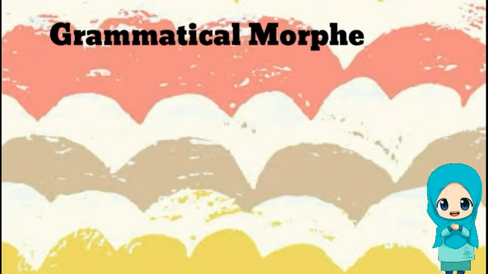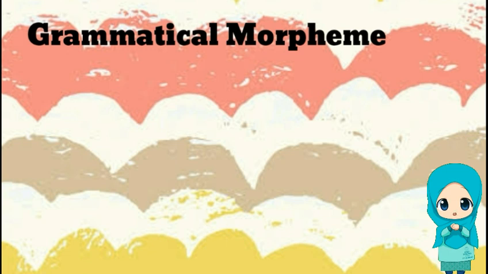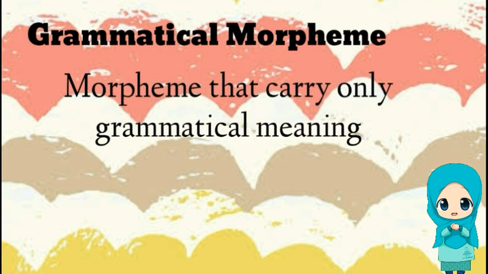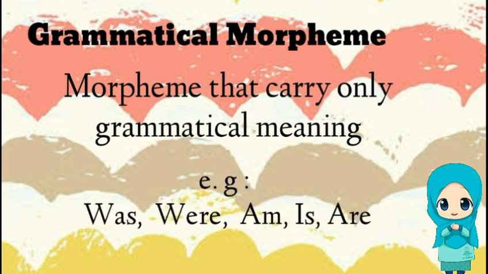Okay, next is grammatical morpheme. Grammatical morpheme is different from grammatical meaning. Grammatical meaning relates the sense to the grammatical concept, but a grammatical morpheme is a morpheme that carries only grammatical meaning. It means that the morpheme only has grammatical meaning. For example, was, were, am, is, are. Was and were are past forms, and am, is, are are present forms.